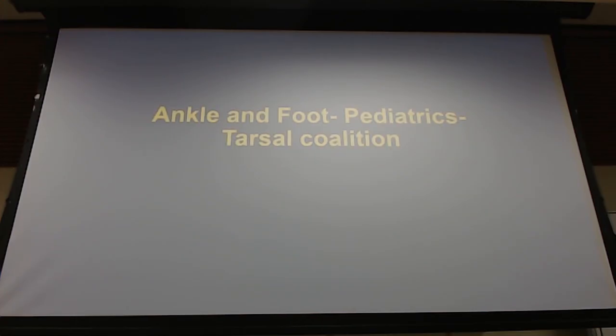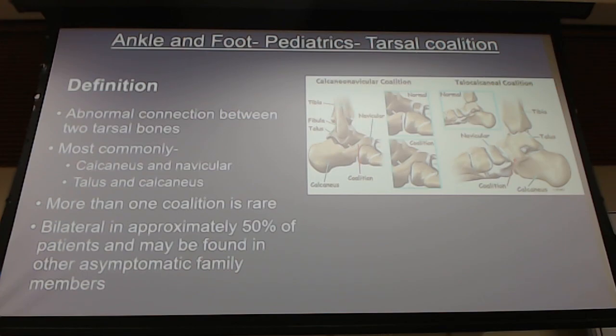Okay, let's talk about tarsal coalition. And a coalition is really just an abnormal, right? It's an abnormal connection between two of the tarsal bones. Now, there's an age distribution to this. This connection can happen between the calcaneus and the navicular. It can also happen between the talus and the calcaneus. Most times you have one and only one. Doesn't mean that you can't have more than one coalition, right, between the calcaneus and the navicular, or the calcaneus and the talus.